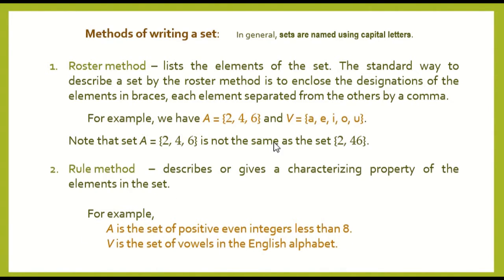Another, we have set V, which has elements A, E, I, O, and U. In rule method, we just have to write V is the set of vowels in the English alphabet. So, in the roster method, we listed all the elements separated by commas and enclosed by braces. In the rule method, we just write it as a sentence describing the elements of the set.